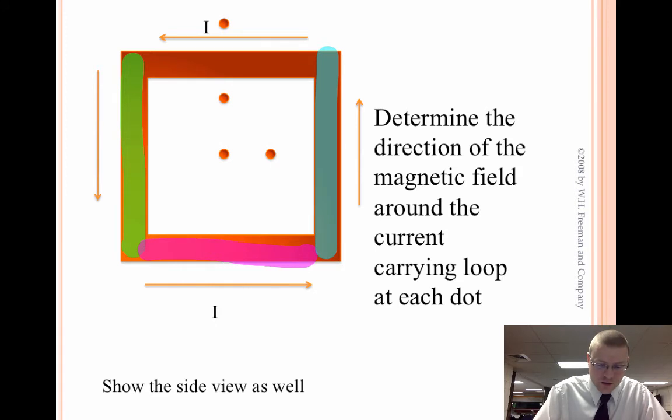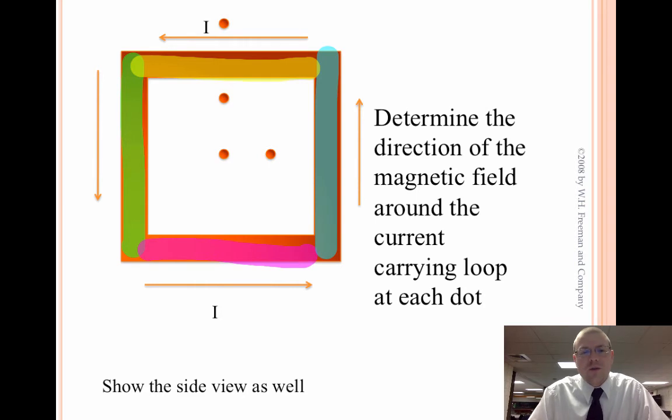And across the top, we'll call this the yellow wire. So I'm going to look at the magnetic field from each of those wires independently at those 4 dots that I've given you there. So let's start with the blue wire.